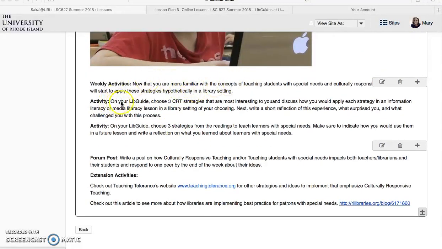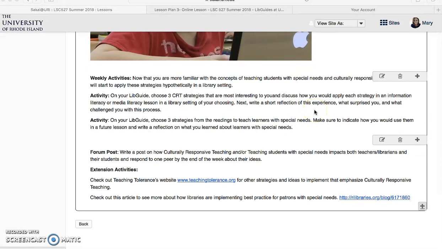And these, like what you're all doing, the weekly activities you're putting on your LibGuide, so they're instructing their students, their classmates, to also put their weekly activity on their LibGuide. And they have: choose 3 culturally responsive teaching strategies and discuss how you would apply them in an information literacy or media literacy lesson in a library setting of your choosing.